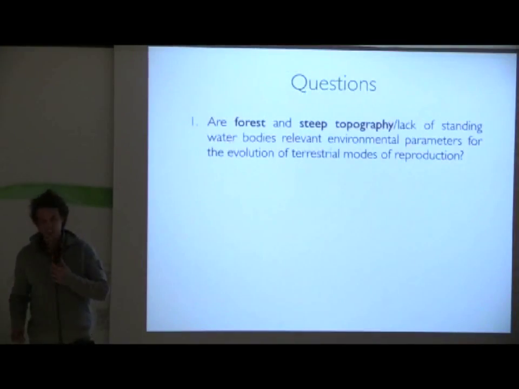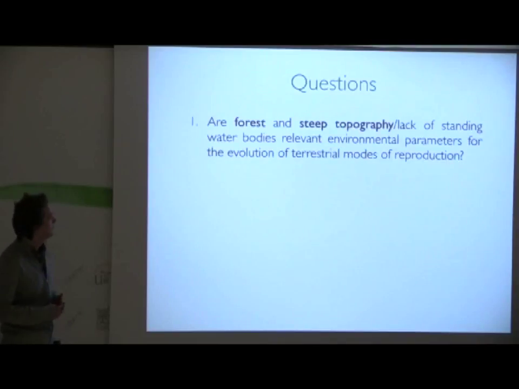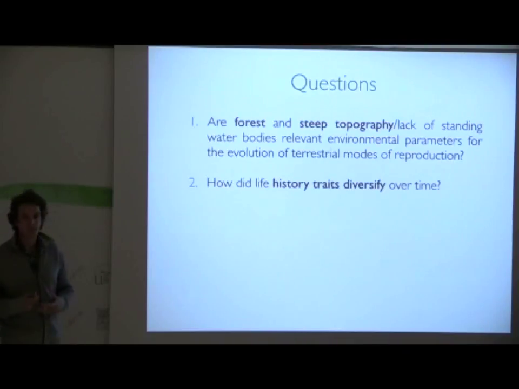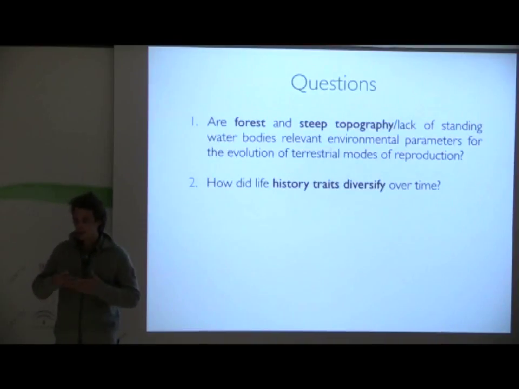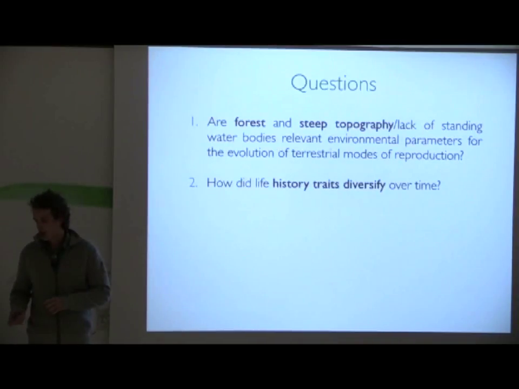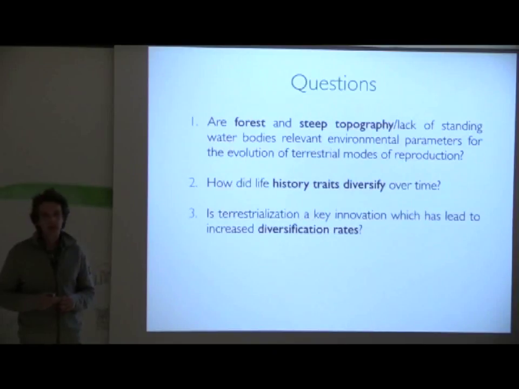And that was one of the key questions of my PhD. So I wanted to look at whether or not forests and steep topography were important environmental parameters for the evolution of terrestrial breeding. We wanted to develop those ideas a little bit and also look at the life history trait diversity and rates of evolution and things like that. And we wanted to know whether terrestrial breeding could be considered a key innovation. So I'll talk a little bit more about that later, but essentially a trait that promotes higher diversification rates.